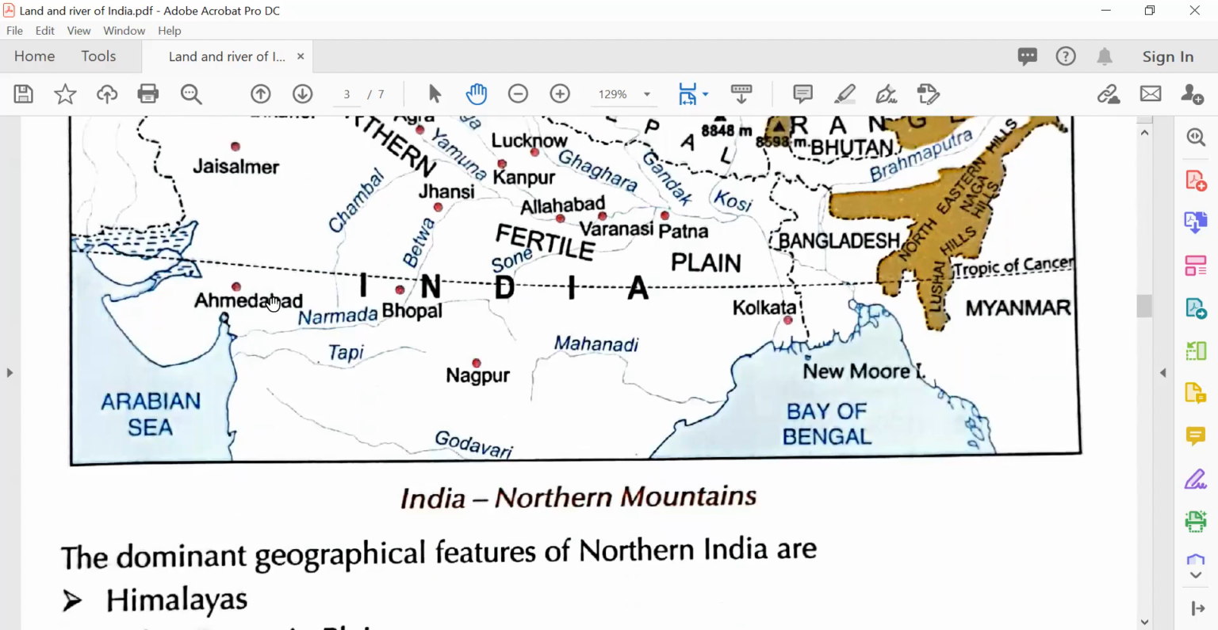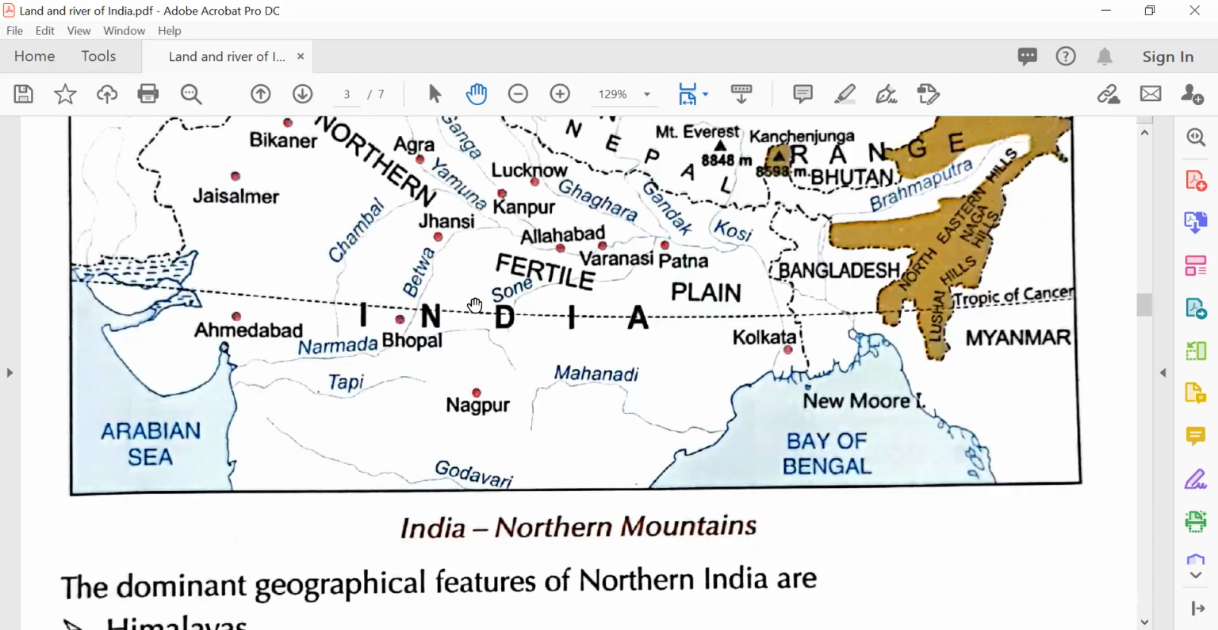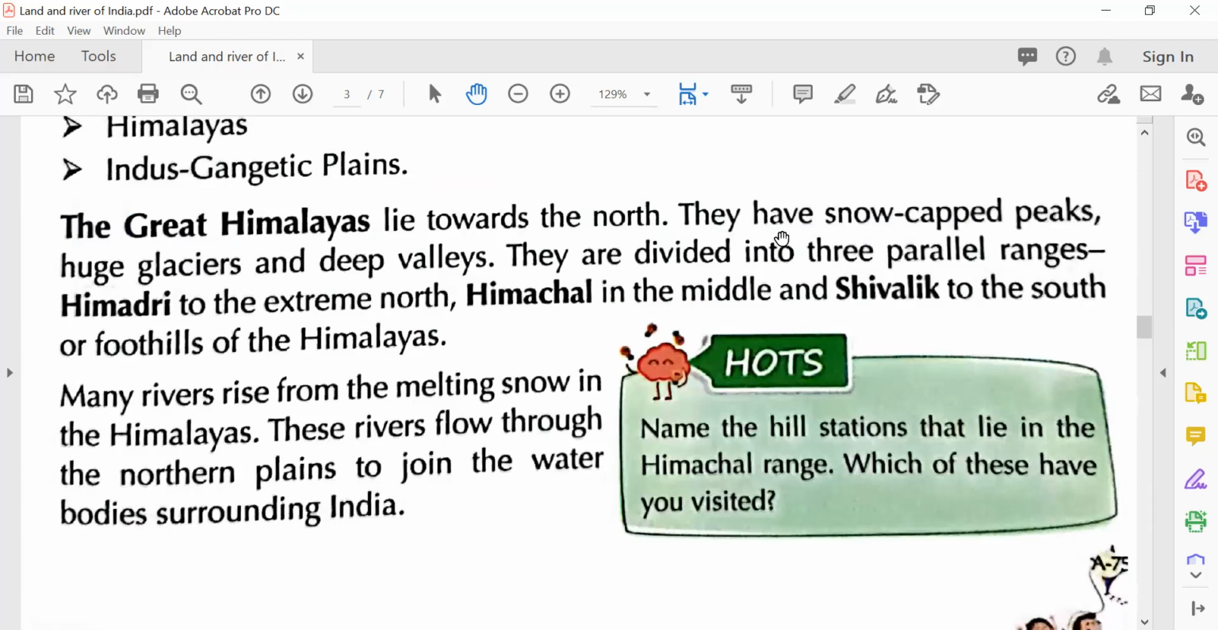And see, they were telling that the Tropic of Cancer passes through India. So this line is called Tropic of Cancer. Next, the Great Himalayas lie towards the north. They have snow-capped peaks, so on the peaks of the mountains, there is snow. Huge glaciers and deep valleys. So there are glaciers and valleys in the mountains.